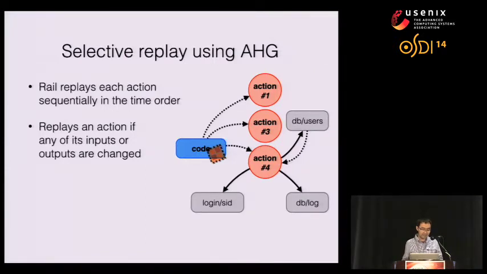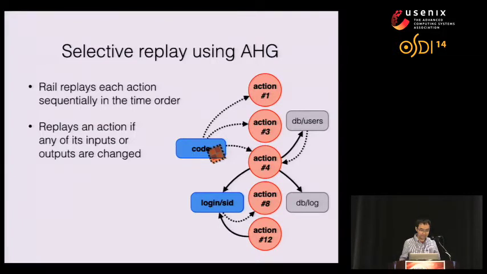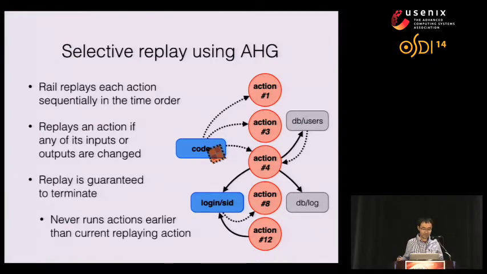Now, suppose that according to the action history graph, action number 4 also accessed some other object during normal execution. And during replay, one of them is overwritten with a different value. And Rail will detect the difference and go on to replay all the future actions that depend on it. It's worth noting that this replay process is guaranteed to terminate because Rail never runs an action which happens earlier than the current replaying action.